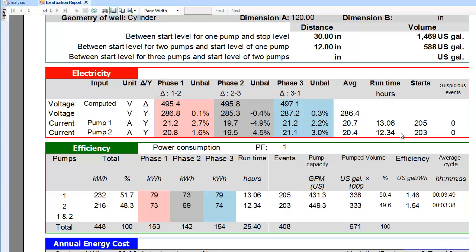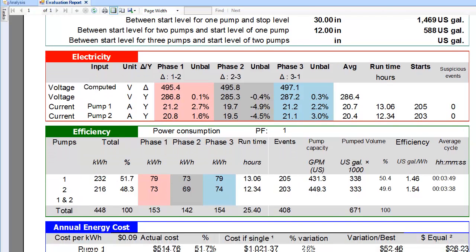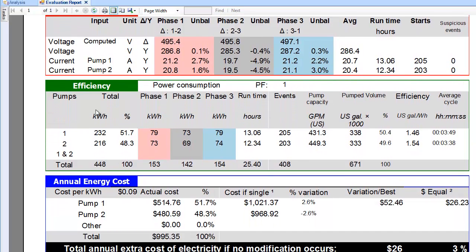Your runtime information starts 205, 203. No suspicious events. This is uncommon. We normally have suspicious events on all lift stations. Okay, the efficiency is breaking down the kilowatt hours per pump per phase. It also shows you your events again and your hours, but it also gives you your pump capacities.